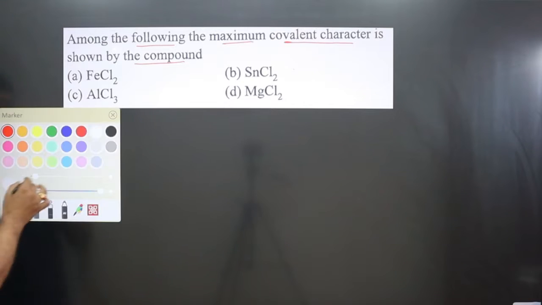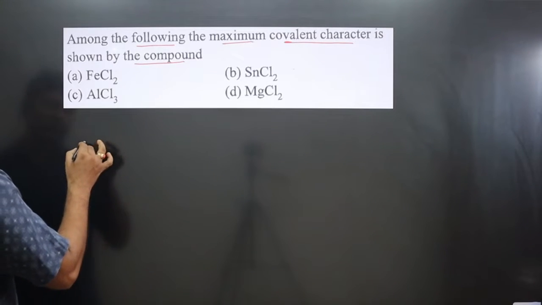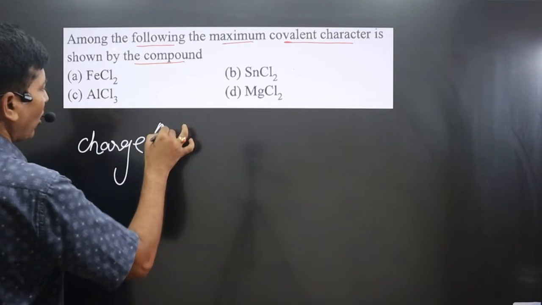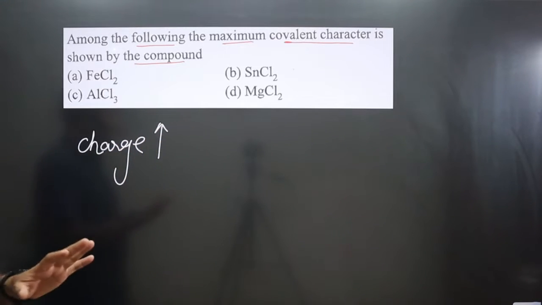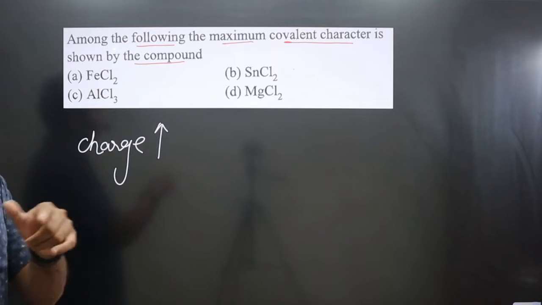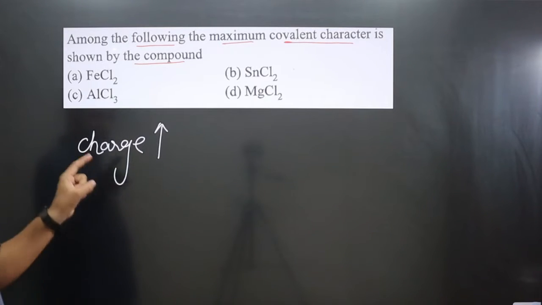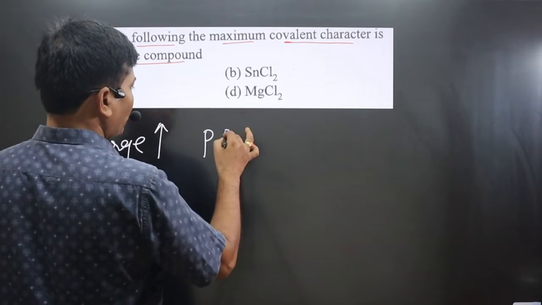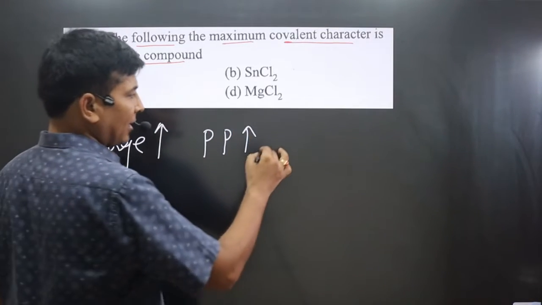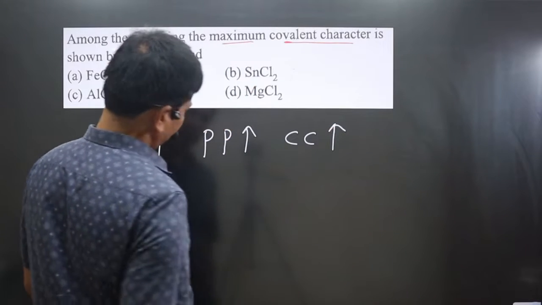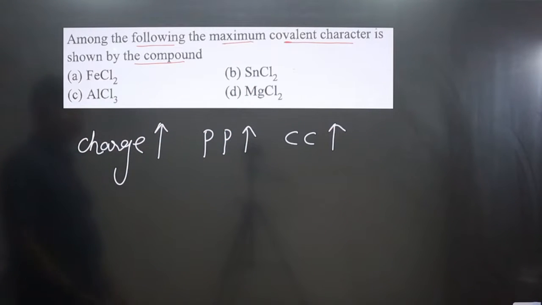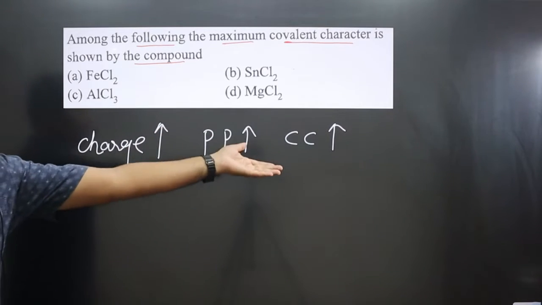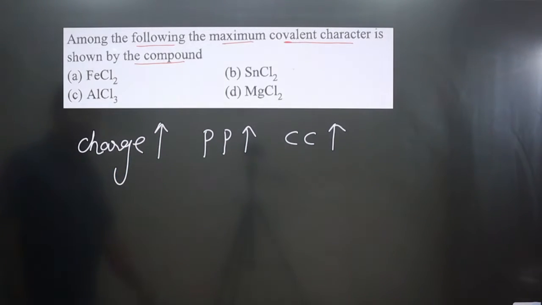According to Fajan's rule, we have learned, higher the charge of a cation or anion, both the ions, higher is their polarizing power, and hence higher is the covalent character. This is what we have learned. Higher the charge, higher their polarizing power, tendency to pull the electron, and higher the covalent character.